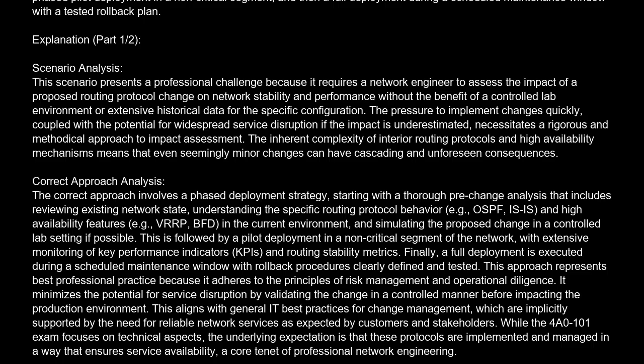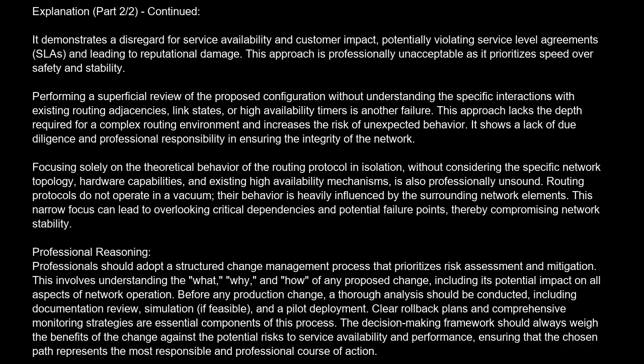Incorrect approaches analysis. Implementing the change directly in the production environment without prior simulation or pilot testing is a significant regulatory and ethical failure. It demonstrates a disregard for service availability and customer impact, potentially violating service level agreements, SLAs, and leading to reputational damage. This approach is professionally unacceptable as it prioritizes speed over safety and stability.